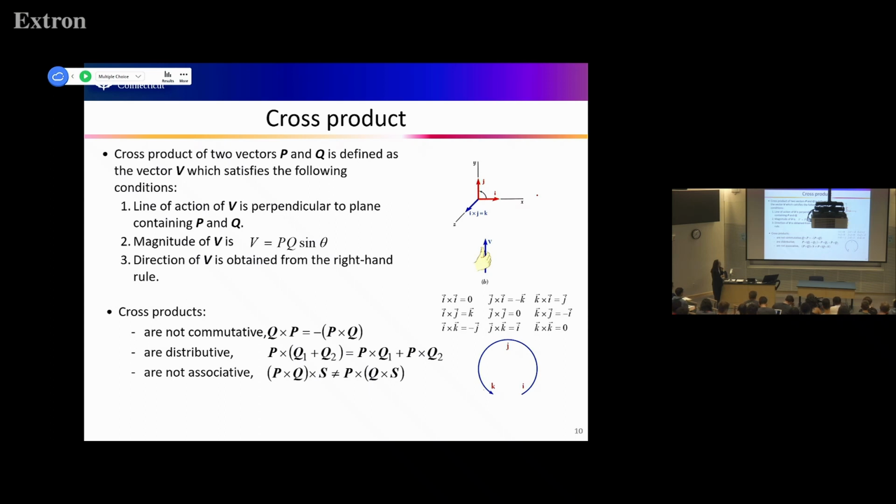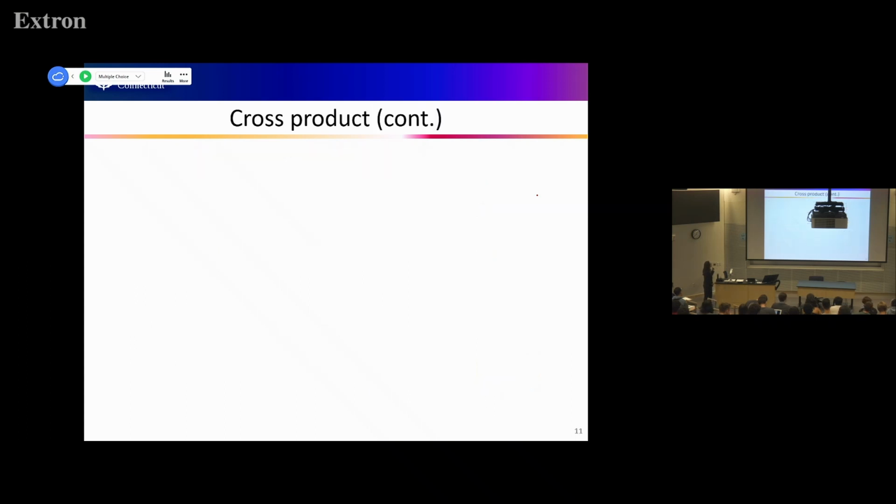Okay, and then the cross product of each vector. We are using this order, right? So I cross J is K, J cross K is I, K cross I is J, right? As long as we are calculating the cross product in this direction, it's positive. And if we use the opposite direction, we need to add a minus. So I cross K is minus J, K cross J is minus I, something like that. So I cross J, this direction.